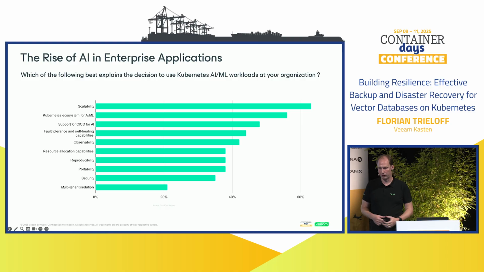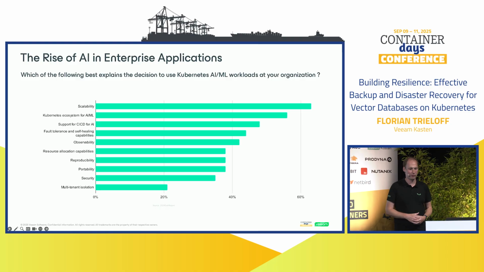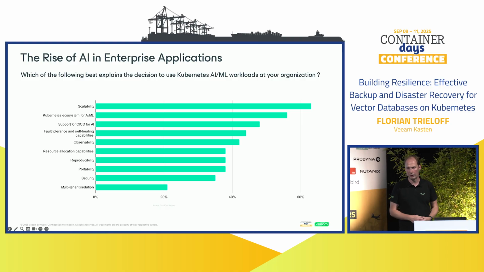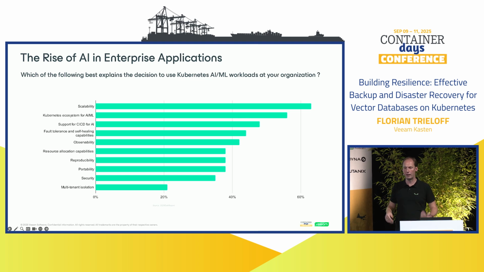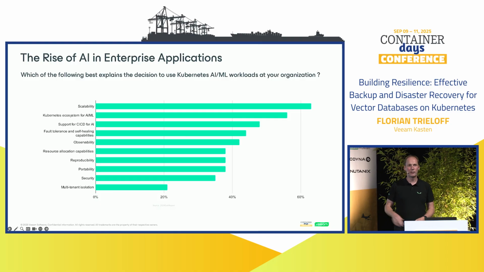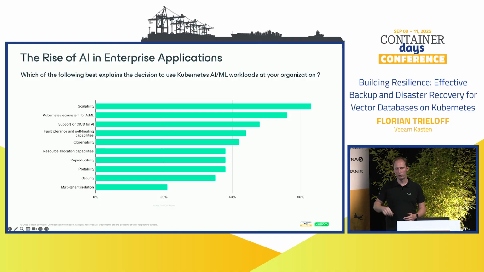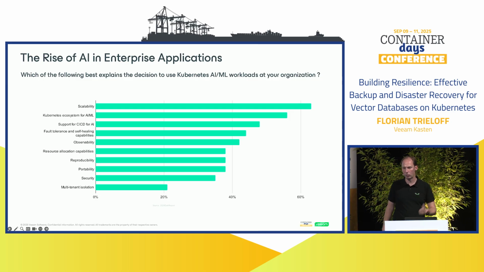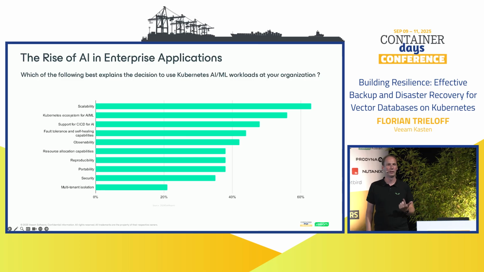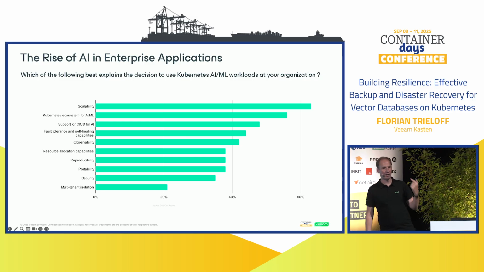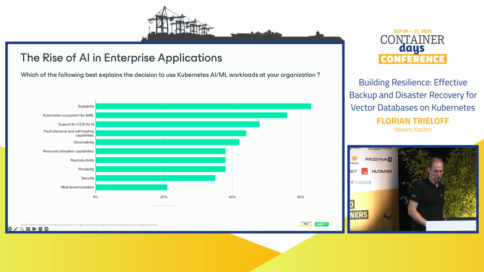There was a report in 2024. The report asked, which of the following best explains the decision to use Kubernetes for AI workloads in your organization? And you see here some points which we already talked about. Scalability, and also the Kubernetes ecosystem. These are the top two here. So the people are asking for it, and it's there in the market.